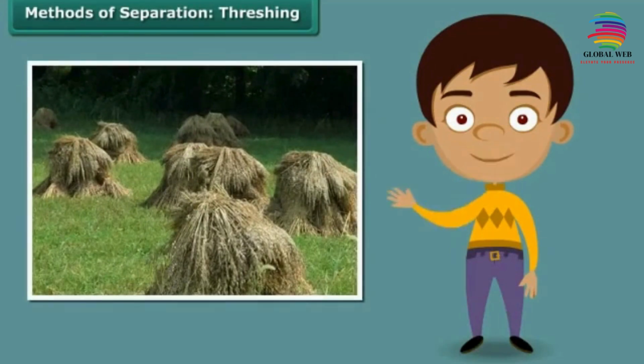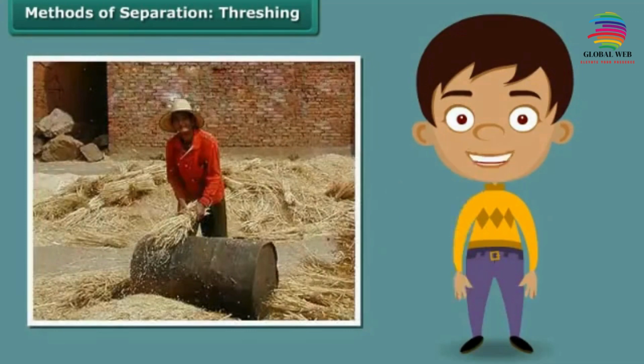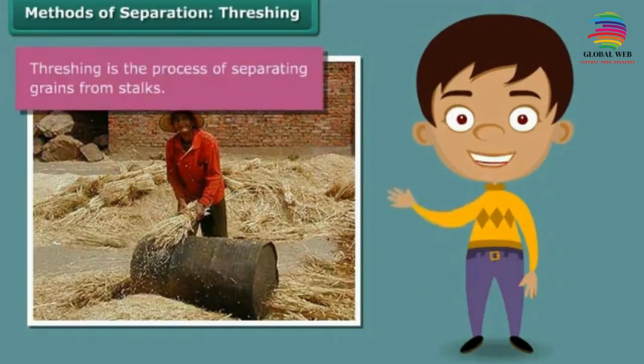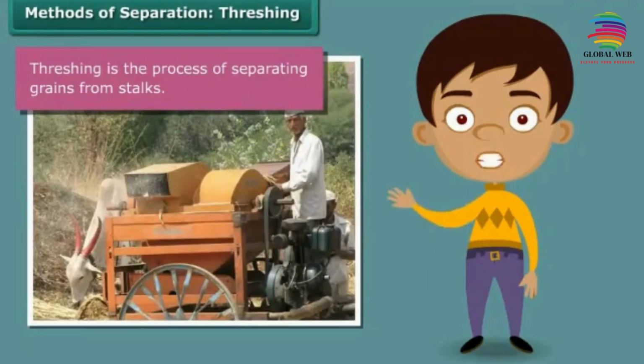You must have seen bundles of wheat or paddy stalks lying in fields after harvest. Have you pondered how a farmer separates the grains from these stalks? Once the wheat or paddy crop is harvested, the farmer ties the stalks together to form bundles. He then leaves the bundles to dry in the sun. Once the stalks are completely dried, the farmer beats them against a hard floor to free the grains. This process of separating grains from stalks is known as threshing. Bullocks, oxen, and machines known as threshers are also used for this purpose.